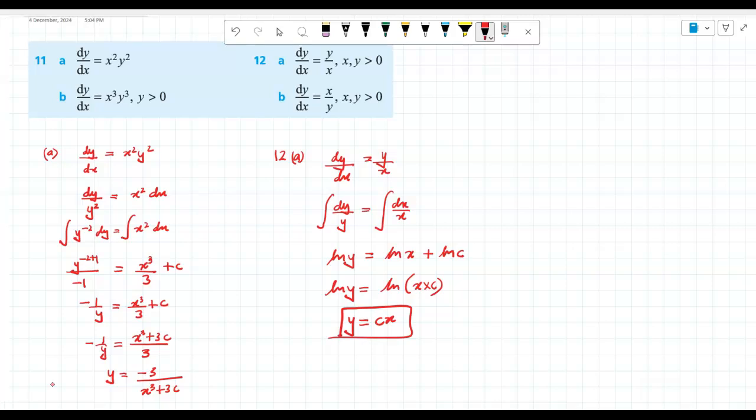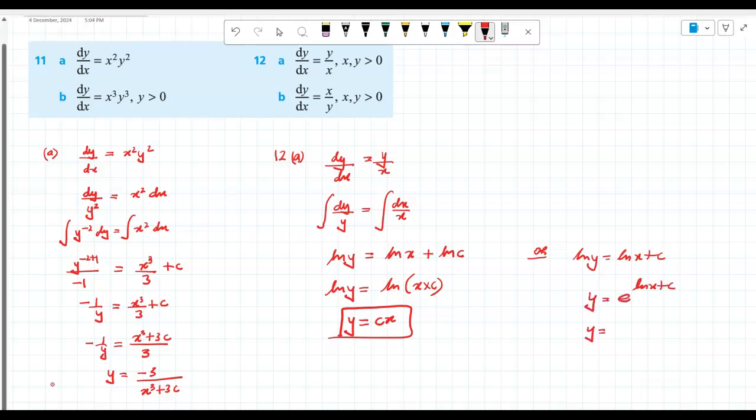But this is wrong, though. No, it's not wrong. They'll give you that also. There are two answers. So if you do ln y is equal to ln x plus c, correct? So y is equal to e raised to ln x plus c.